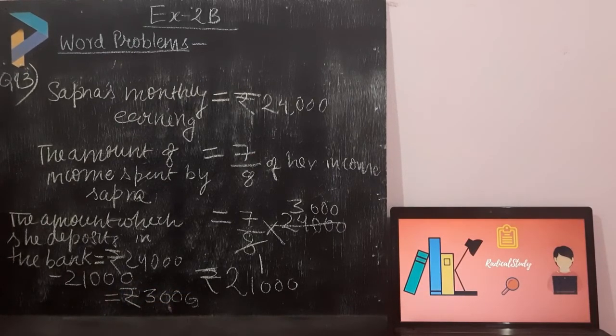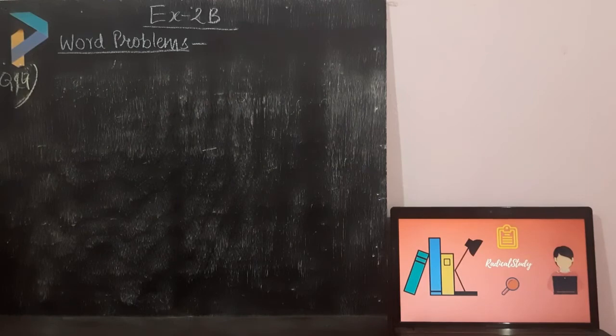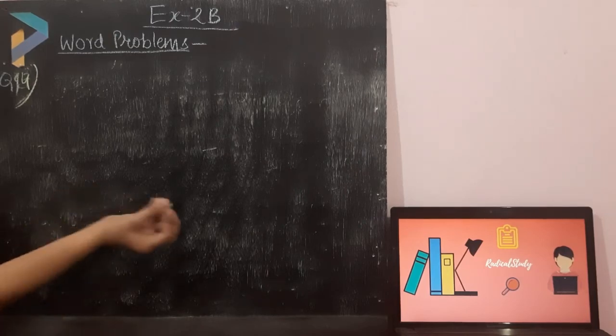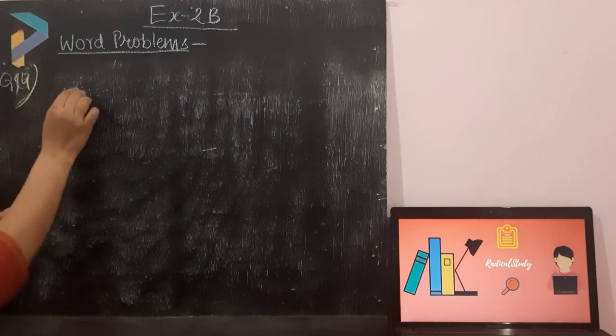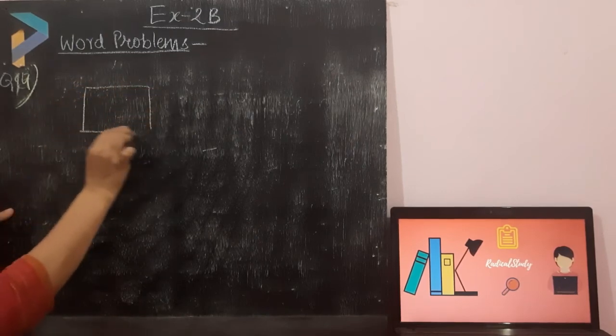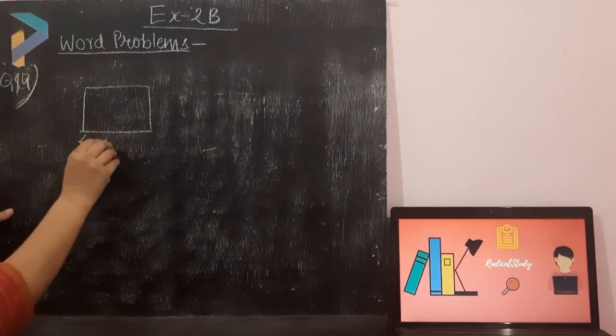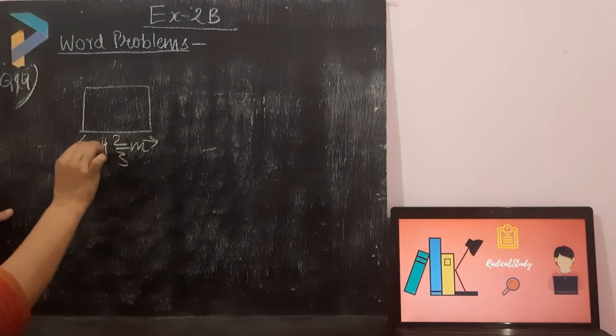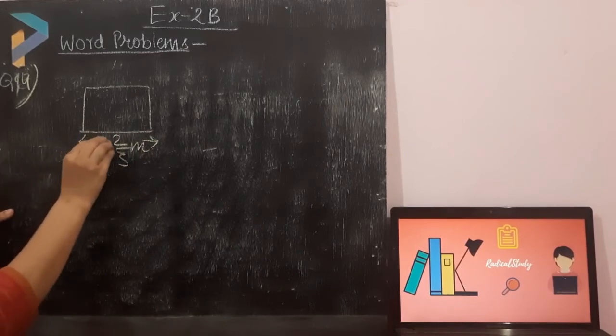Okay students. Now I am going to explain you the next question. Please pay attention. So students, the next question I am reading for you is: each side of a square field is 4 2 upon 3 meter. Find its area. Now what is the side of the square? There is a field in the shape of a square, and the side is 4 2 upon 3 meter. Every side measures the same, because in a square all sides are equal.